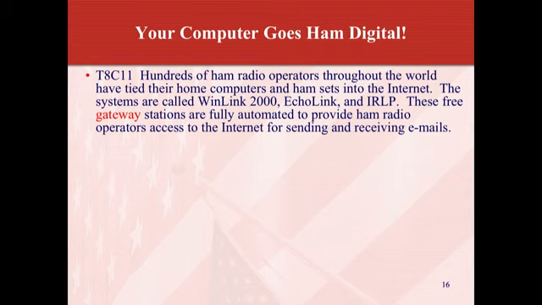Hundreds of ham operators throughout the world have tied their home computers and ham sets to the internet. The systems are called WinLink 2000, EchoLink, and IRLP. These free gateway stations are fully automated to provide ham radio operators access to the internet for sending and receiving emails.